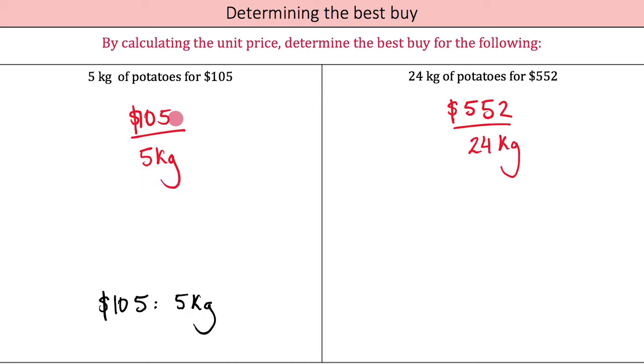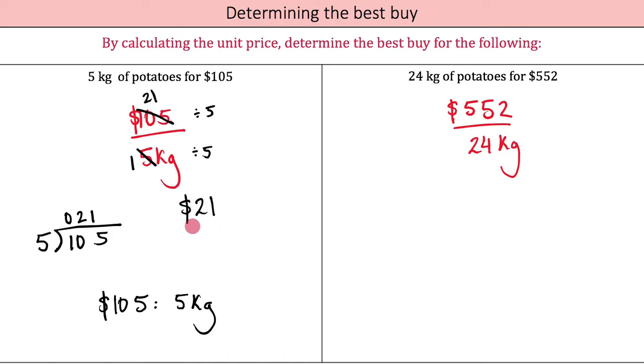Okay, so what I have to do, I have to make my denominator 1. So that means I'm going to have to divide this by 5. I'm going to have to divide this by 5. 5 divided by 5 is going to be 1. 150 divided by 5. If you're having trouble with this, just come do this. 150. 5 goes into 1 0 times. 5 goes into the 15 three times. So that means this is going to be 30.